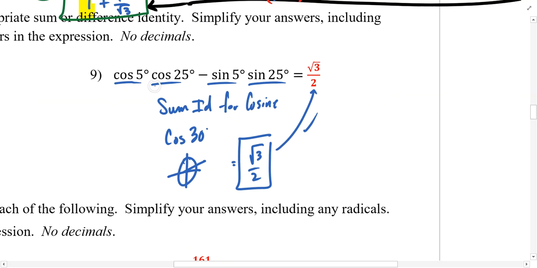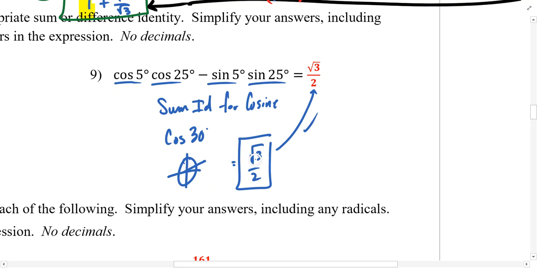For number 9, we've got cosine cosine minus sine sine. When we're multiplying by the same trig value, that's an indicator for an identity for cosine. And with the subtraction symbol in between, that's actually an indicator of the sum identity for cosine. Go back to day 53, 54 to see those identities written in place.